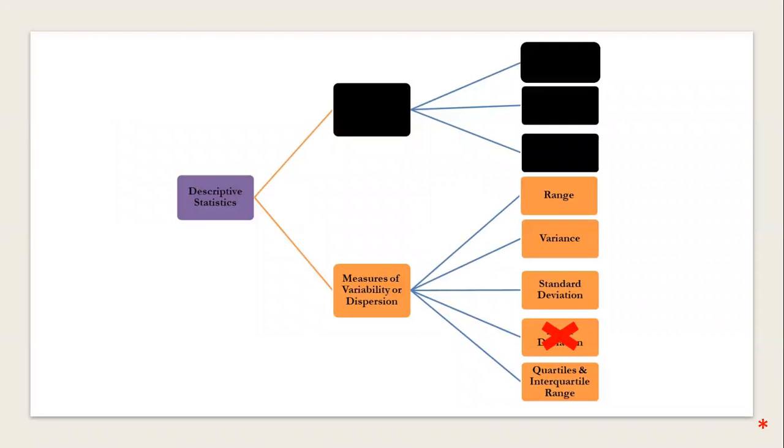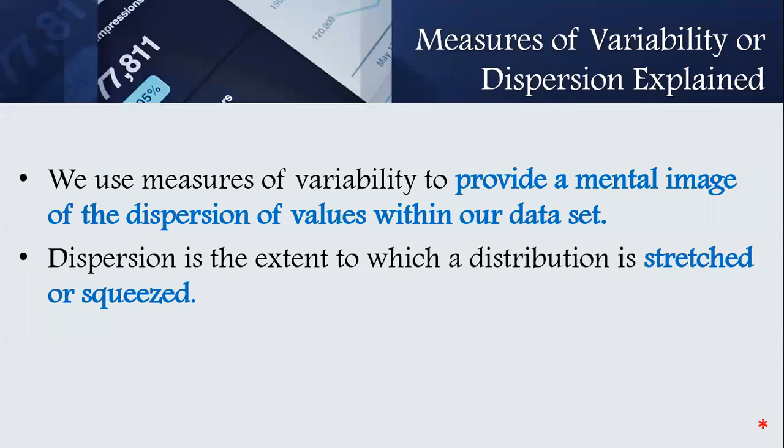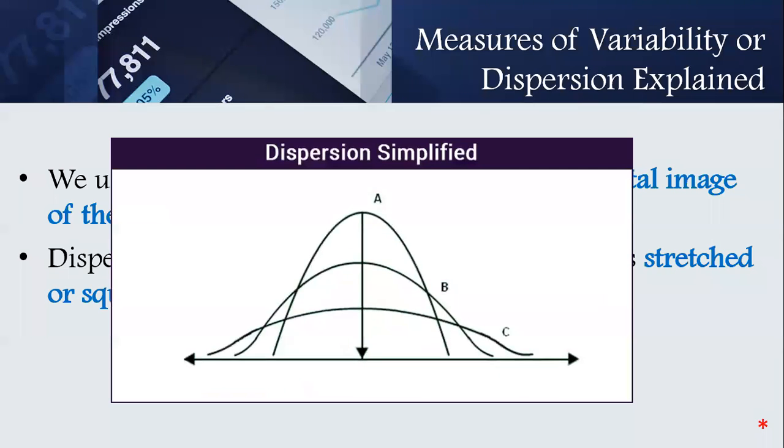So again, in this video, we will be focusing on measures of variability, which include range, variance, standard deviation, and interquartile range. We will not cover the concept of mean deviation. We use measures of variability to provide a mental image of the dispersion of values within our data set. Dispersion is the extent to which a distribution is stretched or squeezed.